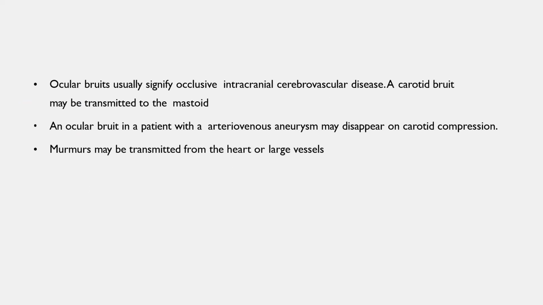Ocular bruits are usually seen in intracranial cerebrovascular diseases, and sometimes transmit to the mastoid also. You can put the stethoscope on the mastoid to look for this kind of bruit. An arteriovenous malformation bruit will usually worsen on compressing the carotid artery. You can put the stethoscope on the eyeball and auscultate. You can hear the bruit in case of AV malformation, and a carotidocavernous fistula also causes this kind of ocular bruit. And murmurs from the heart that transmit to the large vessels can also be made out.